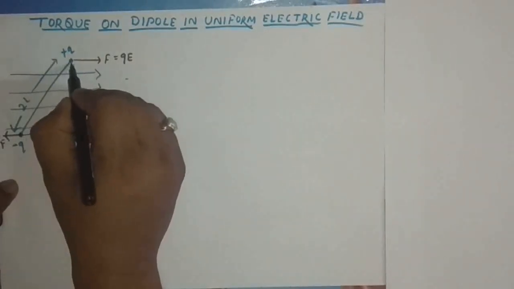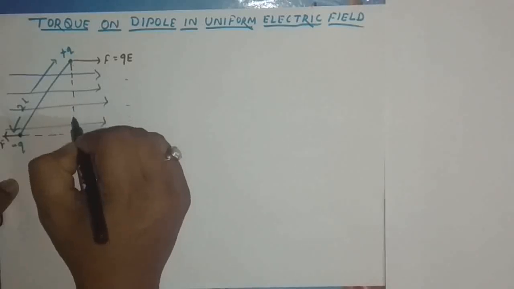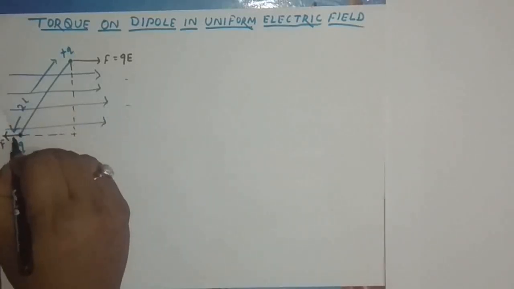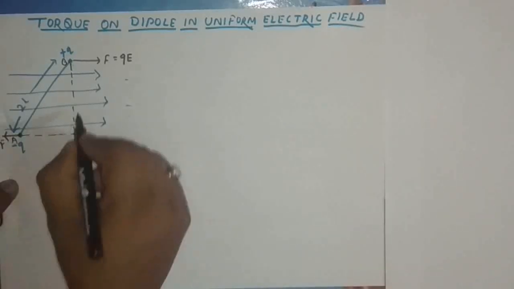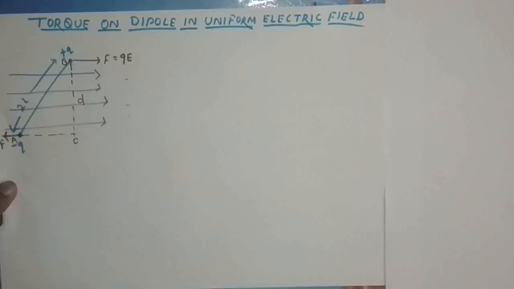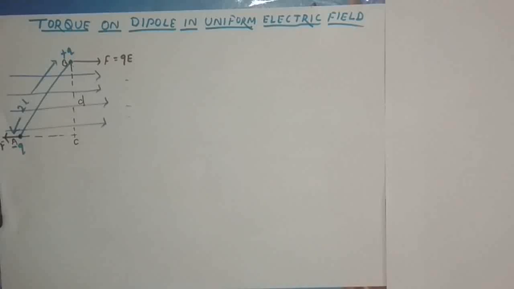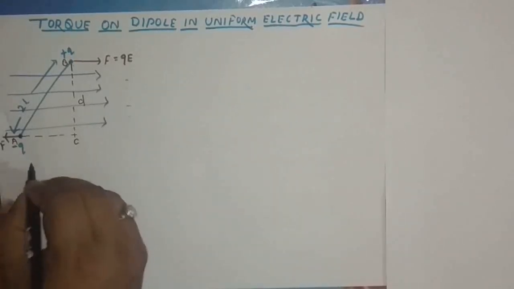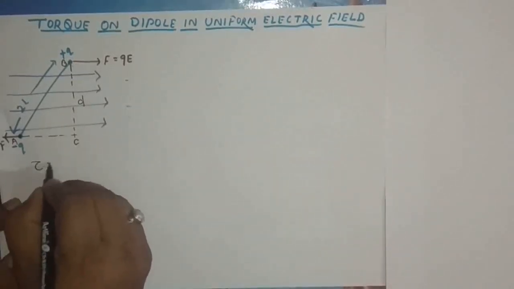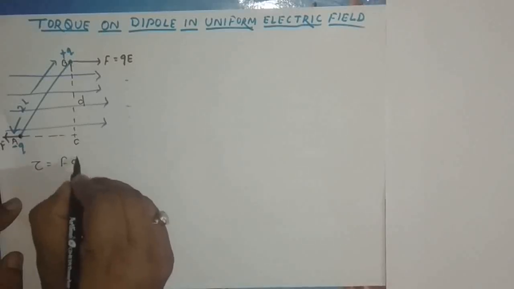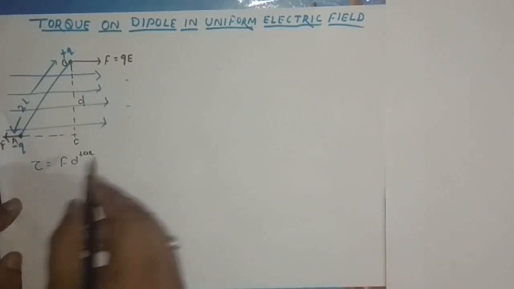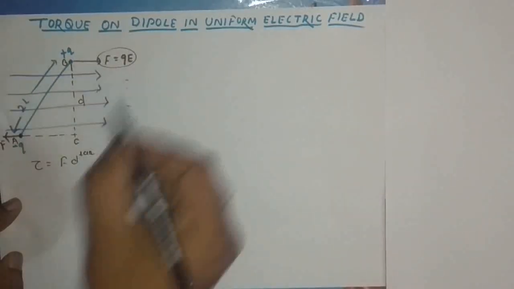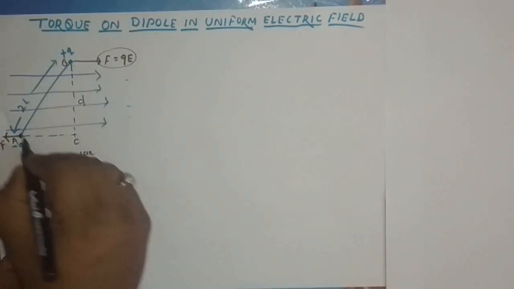Let us draw the perpendicular line. Let this point be A, this point B, this point C. So I will tell this is the perpendicular distance. So what do I want to know? Torque. Torque is equal to force into perpendicular distance. Now what is the force? qE, we know. What is the perpendicular distance?